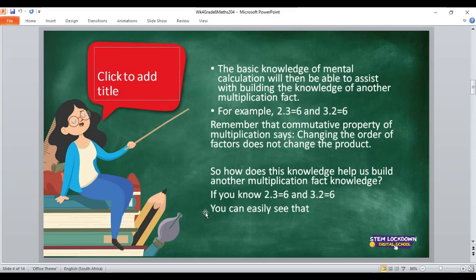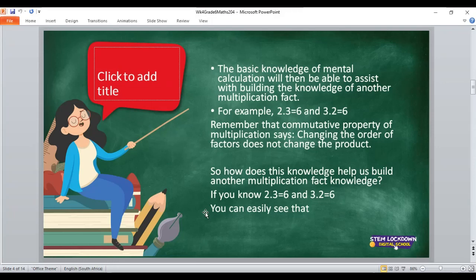However, we must keep in mind that our commutative property of multiplication says changing the order of factors does not change the product. We did that last week when we were doing the properties of multiplication, and commutative was our first one that we did. So today we are also going to be using that rule of mathematics that says whenever you are changing the factors around, that does not mean that the product is going to change.